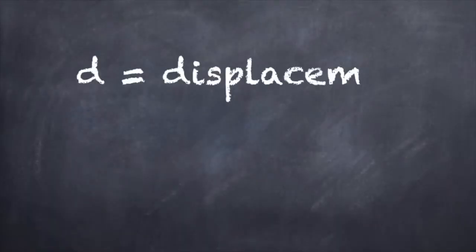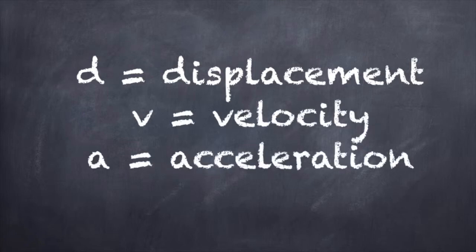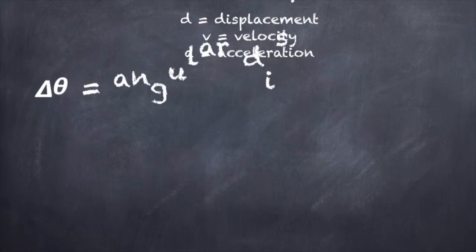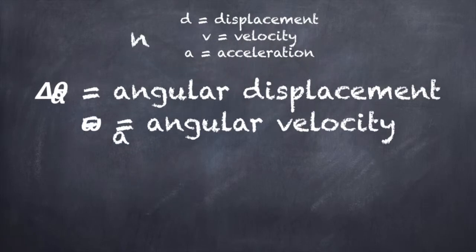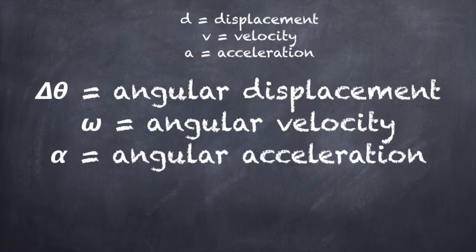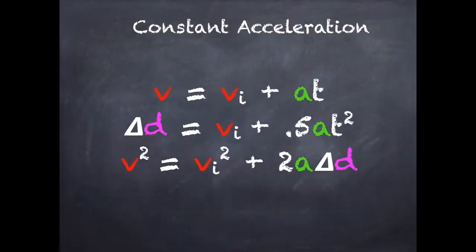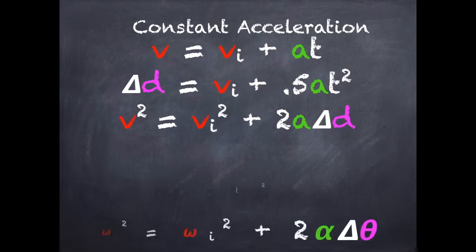We already know how to manipulate and use variables, d for displacement, v for velocity, and a for acceleration. However, now that we are dealing with rotation, we will use the variables delta theta for angular displacement, omega for angular velocity, and alpha for angular acceleration. Under constant acceleration, the equations we used from kinematics remain the same. However, the variables are now swapped to account for rotation.